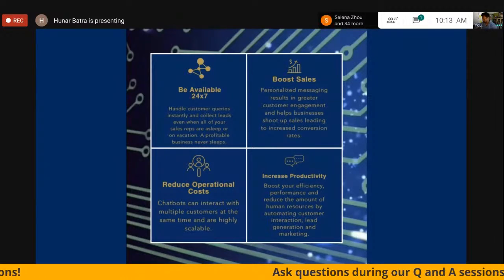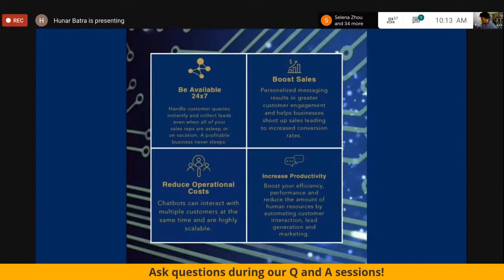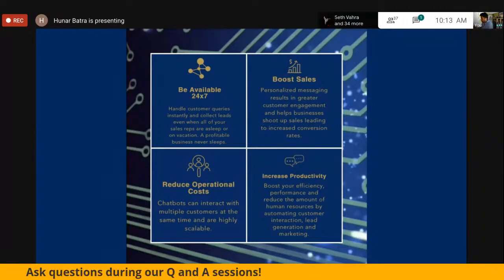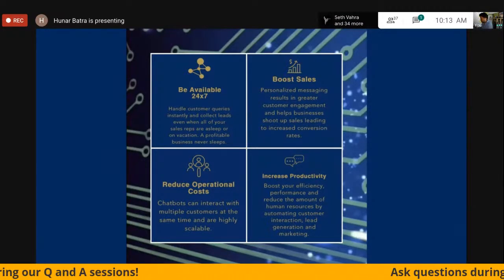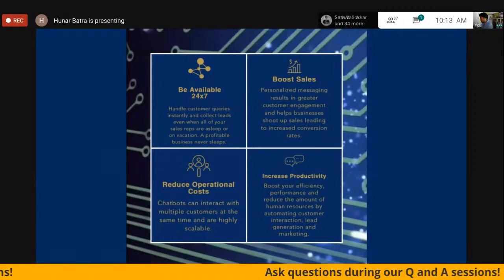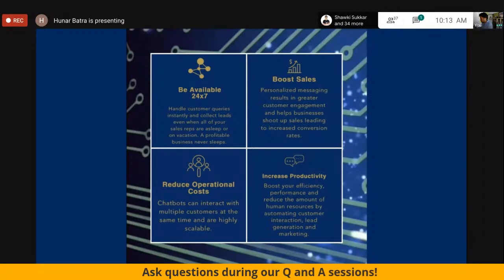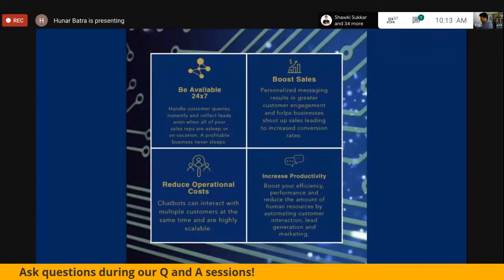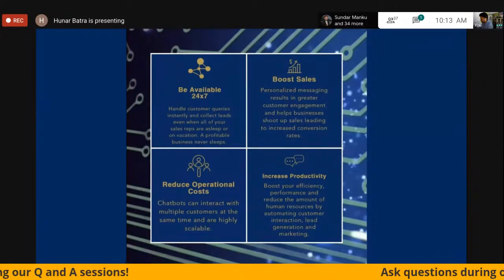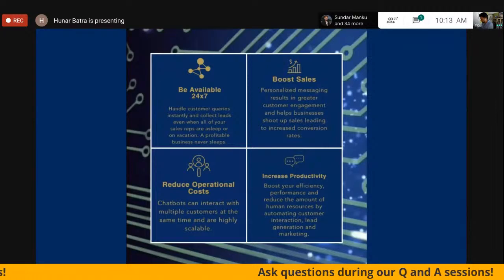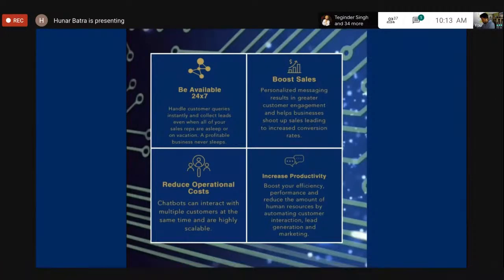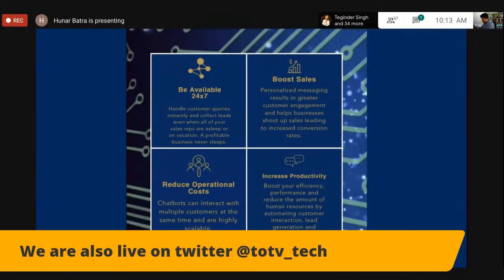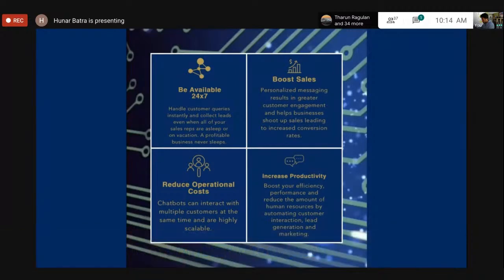And as I just mentioned, it really helps in reducing operational costs. Businesses do not have to set up separate departments or a team to handle the Messenger, WhatsApp chats, or Facebook Messenger messages. Thus it also helps increase productivity, boost the efficiency of the business performance, and reduce the amount of human resources by automating the frequently asked questions that are usually asked to a business.